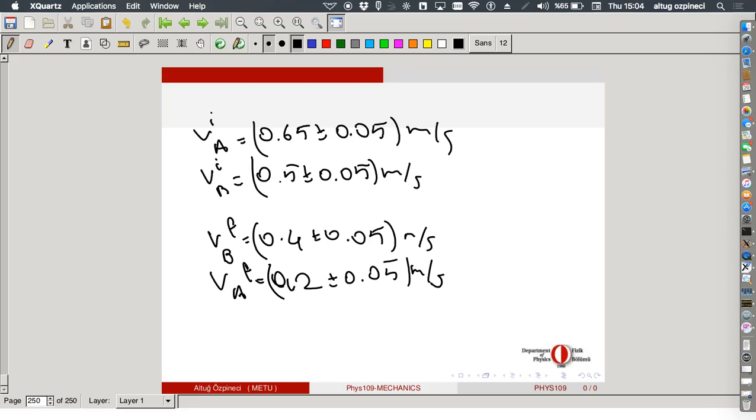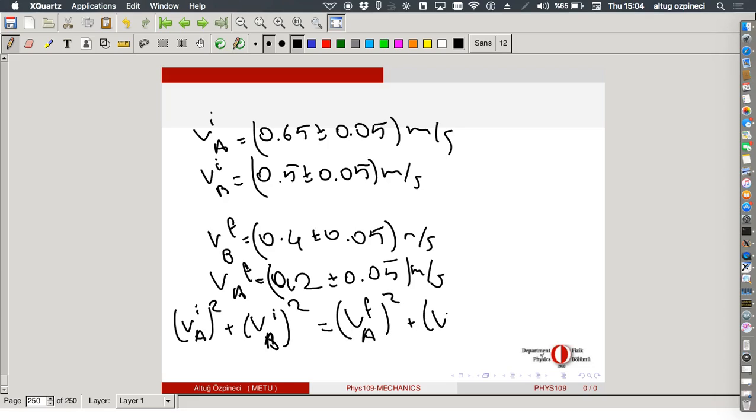Now, the masses of both pucks are the same, so conservation of kinetic energy just implies that the initial value of VA squared plus the initial value of VB squared should be equal to the final value of the speed of A squared plus the final value of the speed of B squared. So is this satisfied or not? If this is satisfied, we know that the kinetic energy will be conserved. The kinetic energy is just 1/2 times the mass of the puck multiplied by these numbers, so I can just cancel it from both sides.